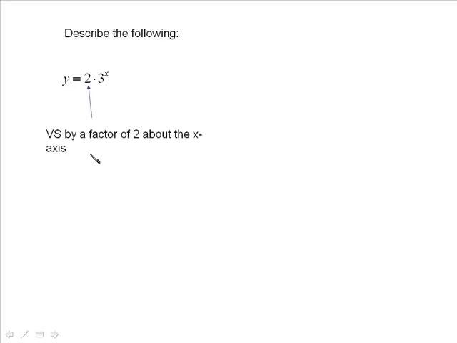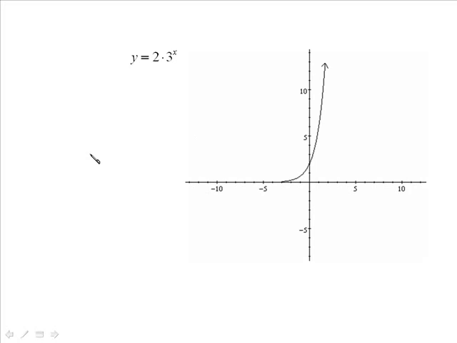The answer is that that's a vertical stretch by a factor of 2 about the x-axis, as always. Now the 3 is the base. It's not a transformation. The only transformation of this curve is that 2. So you would then get a graph looking like this. What's interesting with this graph is that if you look at it closely, the y-intercept is now 2. That makes sense because a vertical stretch means that we're multiplying every y-coordinate by whatever factor, in this case 2. The y-intercept previously was 1, and now it's 1 times 2, which is 2.